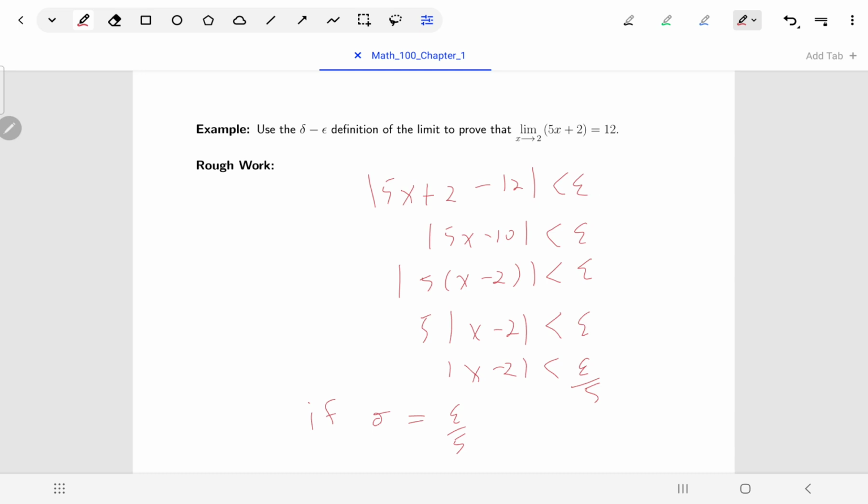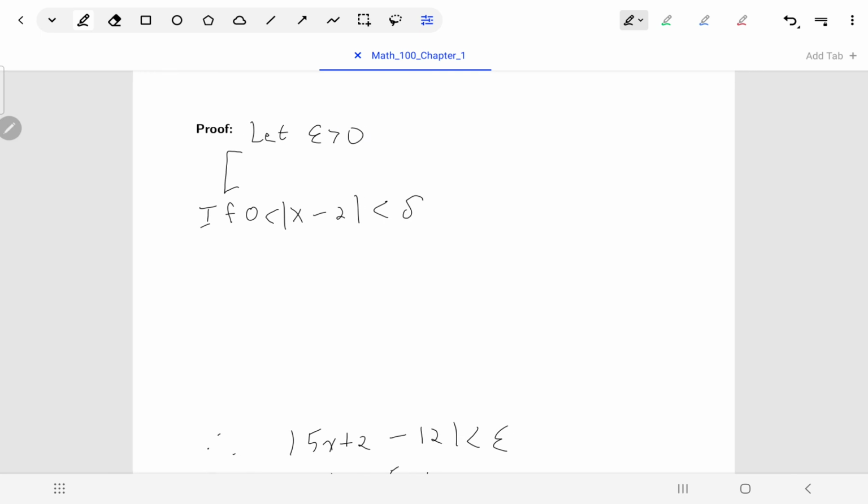So, okay, that's my job that I've done here. I've done my scratch work to figure out that everything is good, provided that I've got that as my choice for delta. So now I'm going to go back to my proof, and I'm going to say to myself, okay, I can get rid of the bracket now because I'm going to fill it in, and I can say let delta be epsilon over 5. Okay, so now I can fill in the proof to connect the two statements, the if and the therefore.